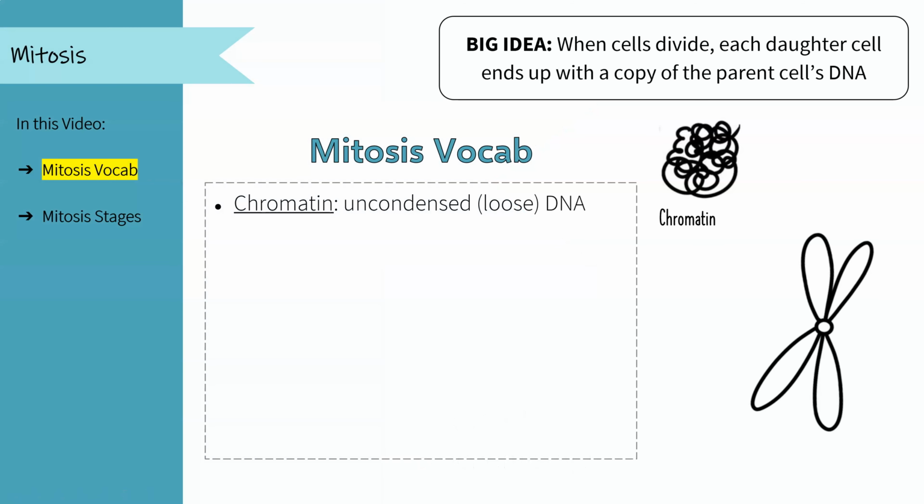Our big idea for this lesson is that when cells divide, each daughter cell ends up with a copy of the parent cell's DNA. Cells go through a very specific process to make sure that each cell ends up with that set of DNA, so the new cells have the directions that they need to do their jobs and exist.